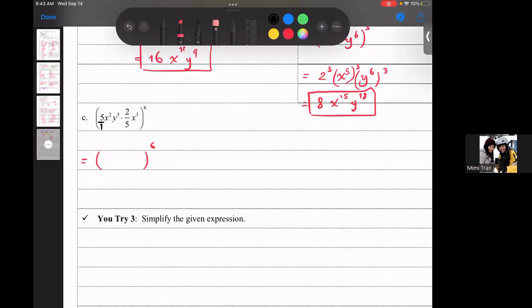Let me do outside scrap. 5/1 times 2/5, what is it equal to? 2, right? So this cancels this, so 2. I'm gonna put 2 down here. What about x squared and x cubed? X squared and x cubed, x to the 5th again. And then y to the 5th, right?